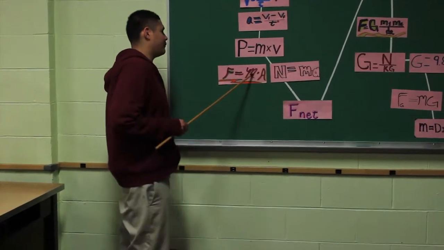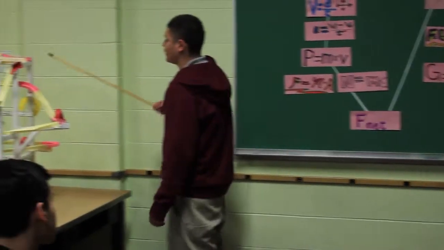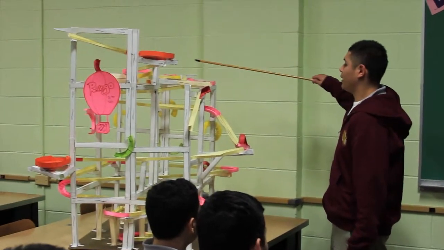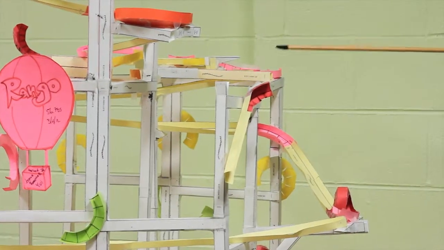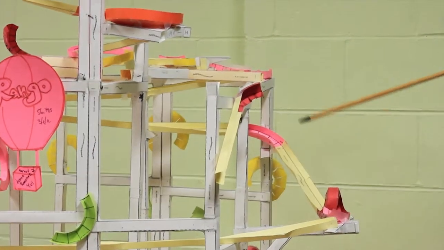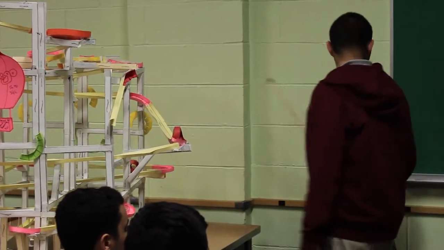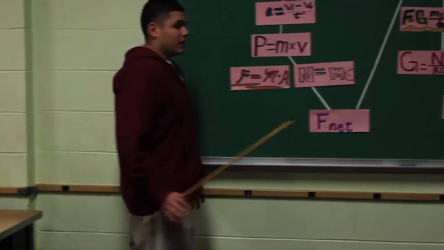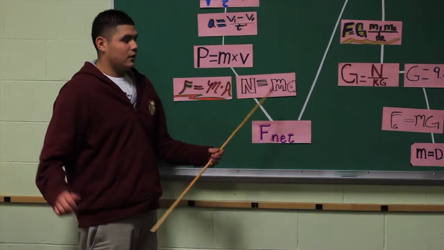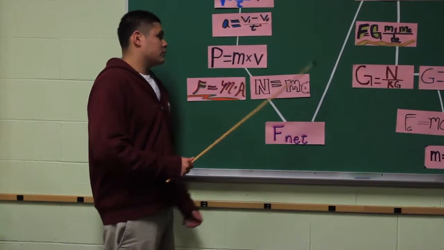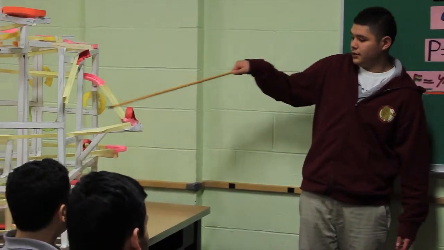F equals m times a. Force equals mass times acceleration. As you can see right here, if you put the marble, you're going to have a lot of force going down the slide, and then the mass of the ball and of the curves and everything, and the acceleration too. F net is basically all the force that's coming down, the marble going towards down.